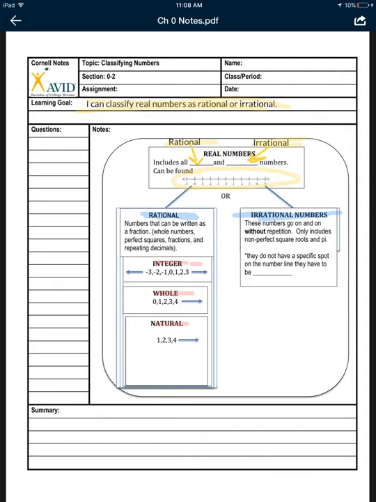Alright, so rational numbers are numbers that can be written as a fraction. And sometimes students don't know if numbers can be written as a fraction, so here are some other ways that you might know these numbers. They could be whole numbers, perfect squares, fractions, and repeating decimals.